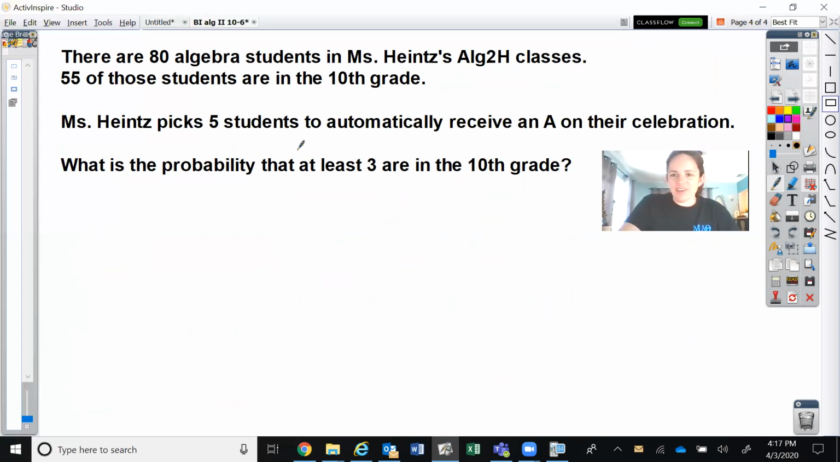So there are 80 algebra students that I have in my Algebra 2 classes, I think, around there. 55 of you are in the 10th grade. Again, approximately 55 of you are in the 10th grade.